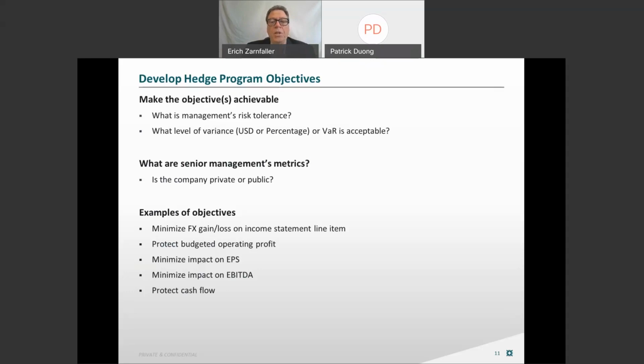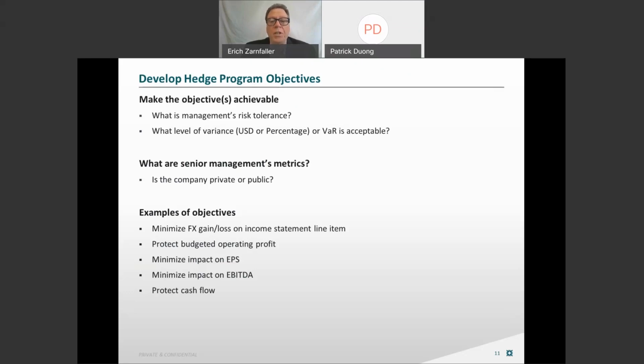In other words, if the exposure exists on a subsidiary's books and impacts the performance, the financial manager of that subsidiary should be included in the objective decision process. In the lower section of the slide are some examples of objectives the team has observed. Some companies want to minimize the impact on the other income and expense line, reducing the FX gain or loss that is caused by balance sheet remeasurements.